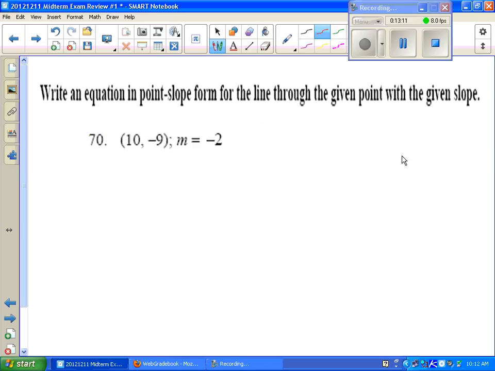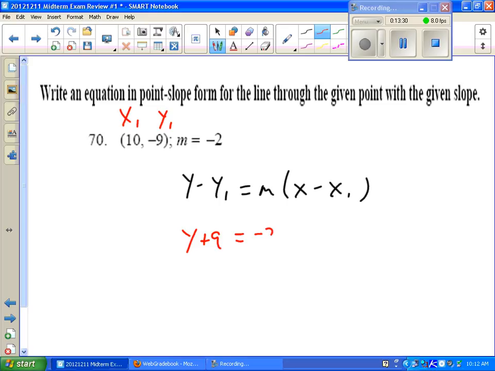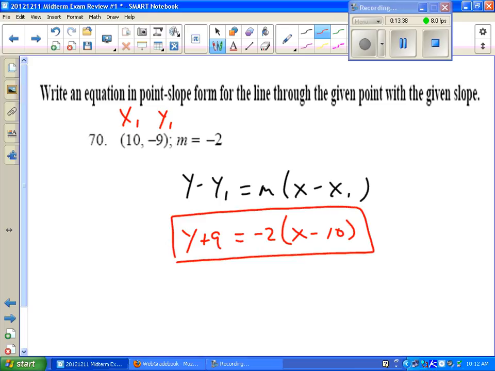Number 70, we'll do likewise again. Y minus y sub 1 equals m times x minus x sub 1. This is x sub 1. This is y sub 1. We'll plug those values in. Y minus a negative 9 would be y plus 9 equals m's value, which is negative 2, times x minus a positive 10, which will be minus 10. Point slope form: y plus 9 equals negative 2 times x minus 10.